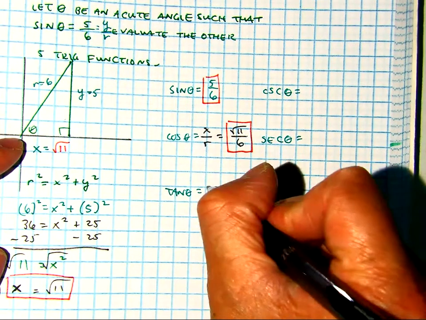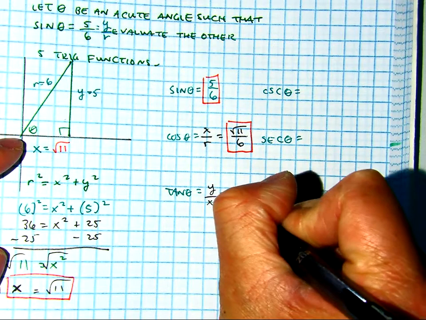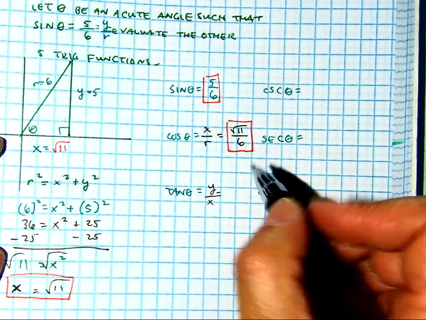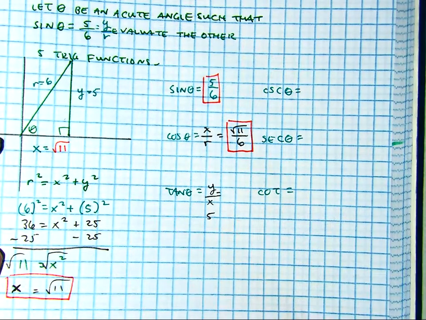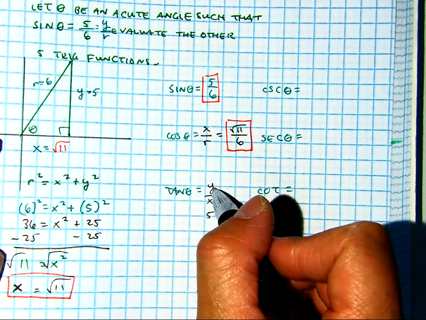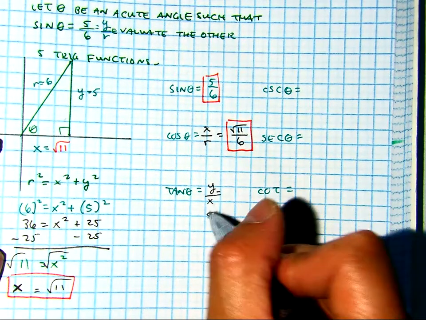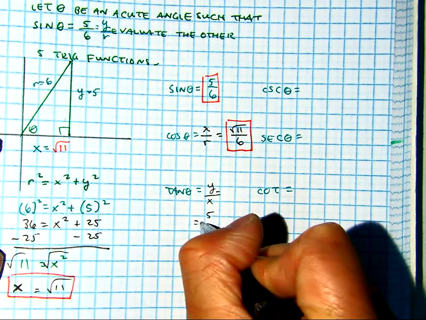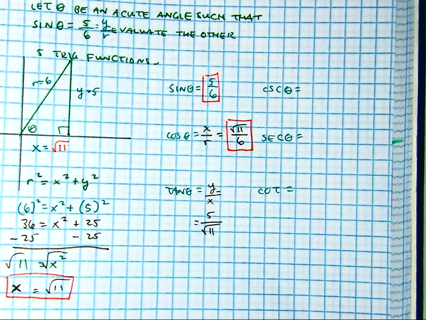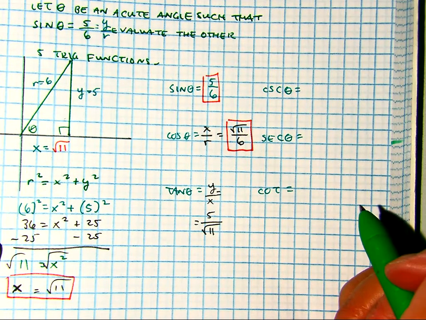Sophie, which two sides is tangent? Y over x is correct. Sophie, what is our y value? Our y value is 5. Our x value is? Sophie, how do I rationalize here? Good.